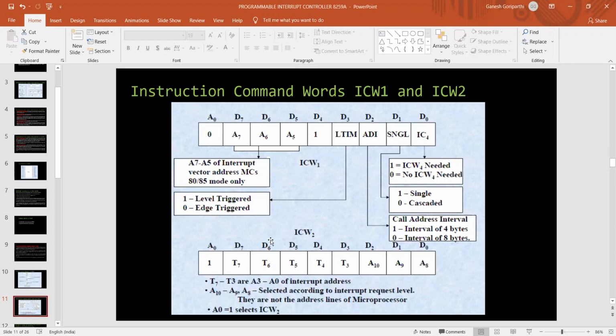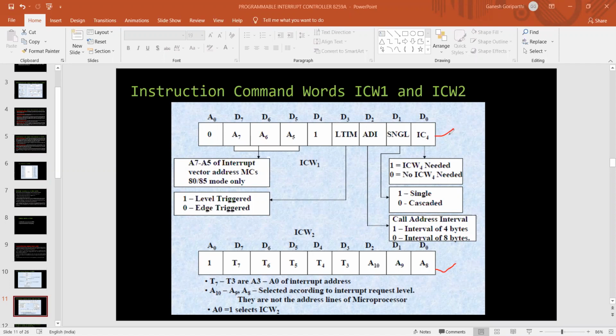See, this is initialization command word 1, and the one below it is initialization command word 2, which are compulsory for any mode of operation, whether you are operating the 8259 in single mode or in cascade mode. Whatever the mode, you require these two initialization command words 1 and 2 compulsorily.